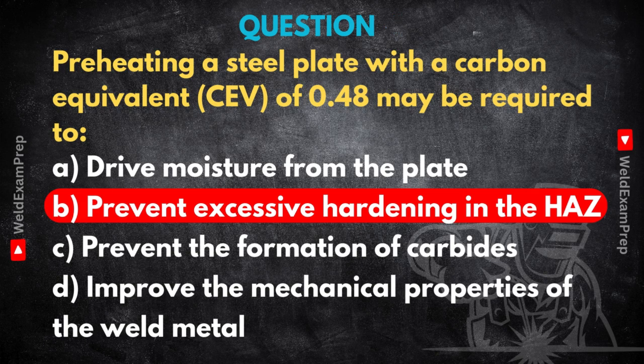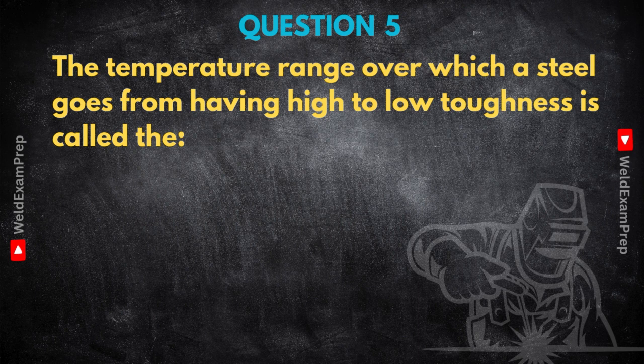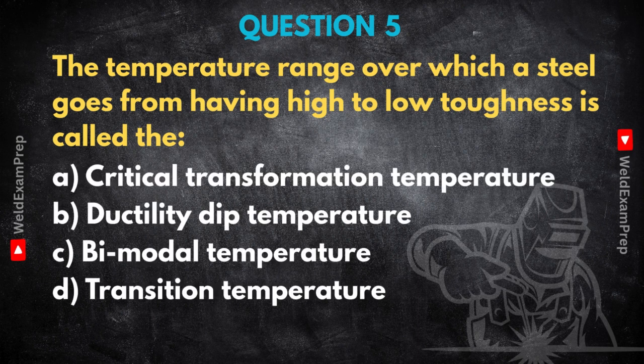All right, final question for today. This one's about material behavior at different temperatures. The temperature range over which a steel goes from having high to low toughness is called the what? Options. A, critical transformation temperature. B, ductility dip temperature. C, bimodal temperature. D, transition temperature. Last one, what's the verdict?